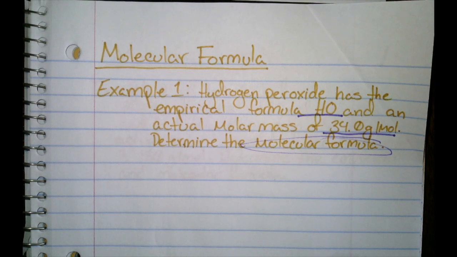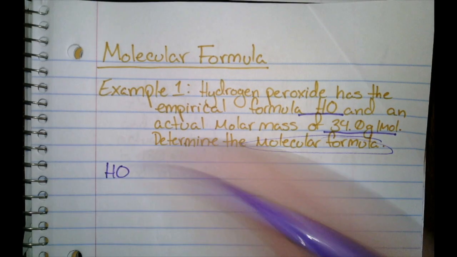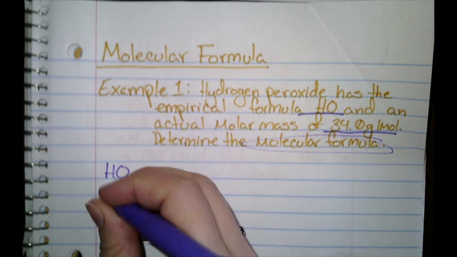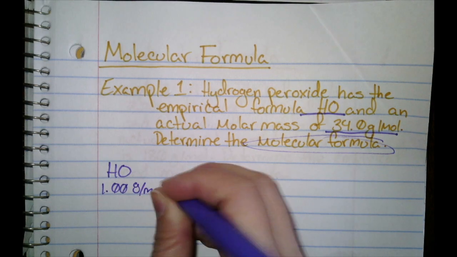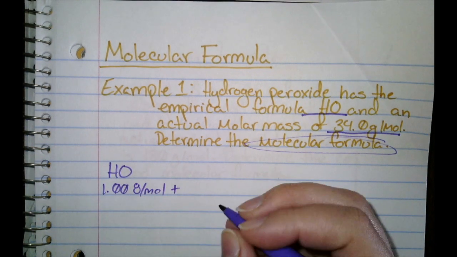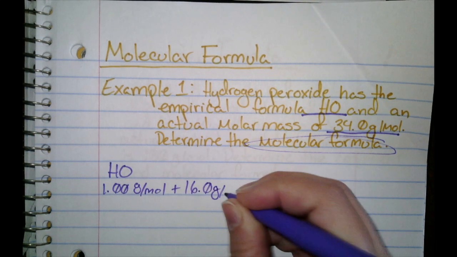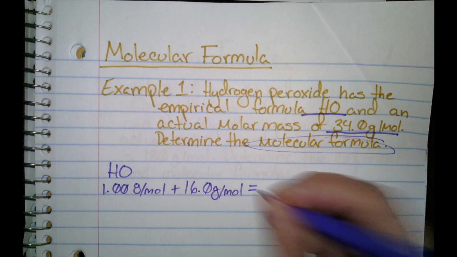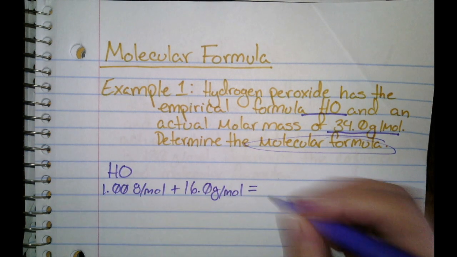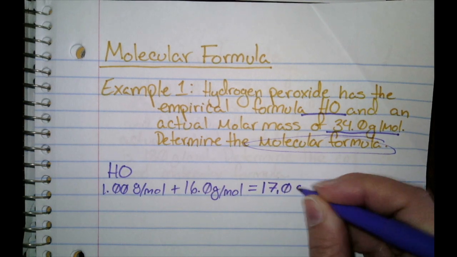Well, since we know both of those things, the next thing we need to do is determine the molar mass of the empirical. So if the empirical is HO, the molar mass of hydrogen is about 1.00 grams in 1 mole, plus the molar mass of oxygen, which is about 16.0 grams in 1 mole. Again, these come straight from your periodic table. And that gives us an empirical molar mass of 17.0 grams in 1 mole.